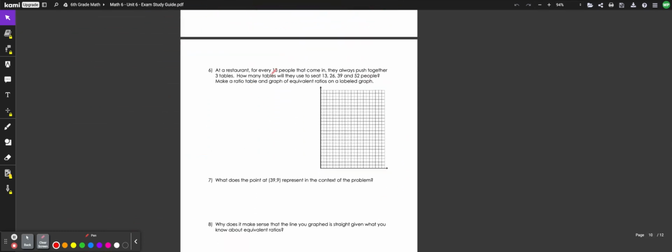Looking at the next one. At a restaurant, for every 13 people that come in, they have to push together 3 tables. So down here, we're going to have this be tables. And we're going to have this part be the number of people. And we're going to pause here for a second.